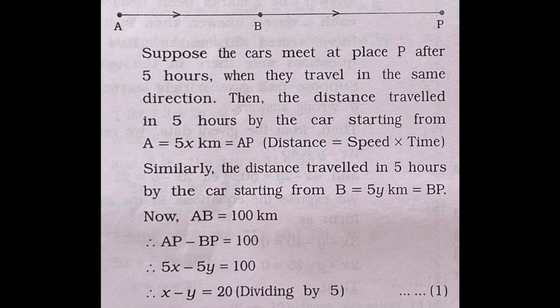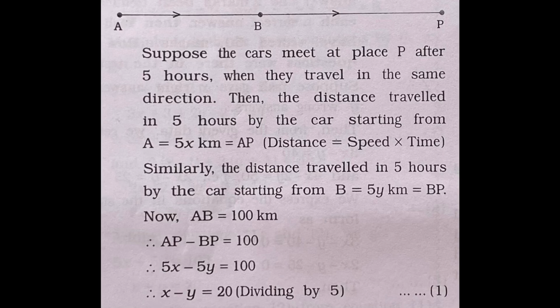It is given in the question that both the cars are 100 km apart, which means that the distance between point A and point B in the diagram is 100 km. So AB is equal to 100 km. From the figure we can represent AB as AP minus PB. So AP minus PB is equal to 100. That is 5x minus 5y is equal to 100.